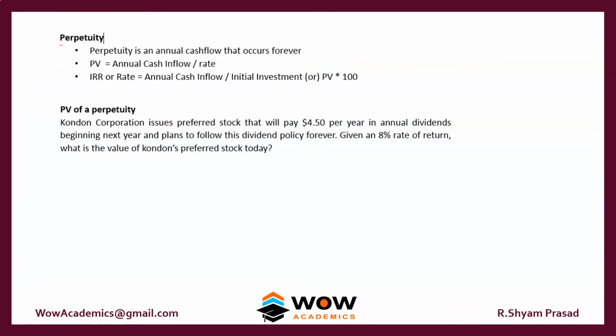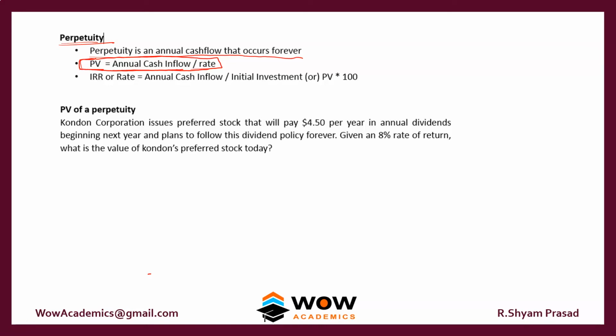So we'll move on to something called a perpetuity. What is a perpetuity? Perpetuity is an annual cash flow that occurs forever. That is, if someone pays you money forever, what is that instrument worth? So the present value equals the annual cash inflow divided by the rate, that is the discount rate. Essentially this is a formula where there are 3 elements. One of the elements will be missing in the question. Your job is to find out that element.